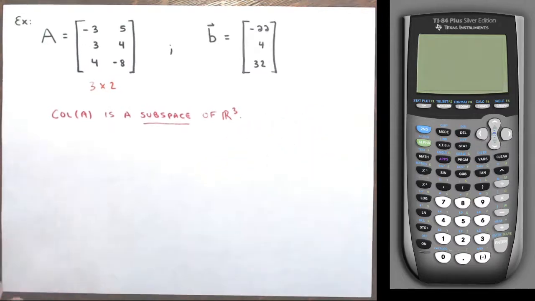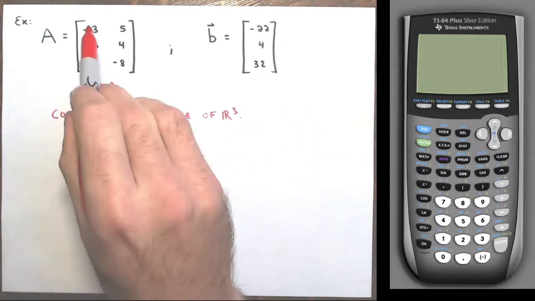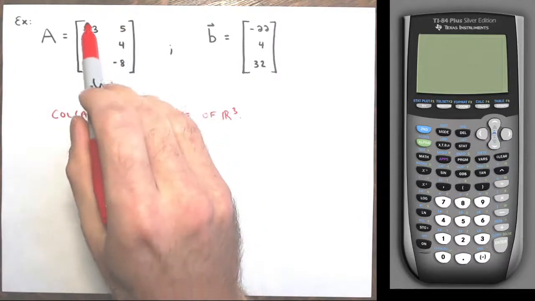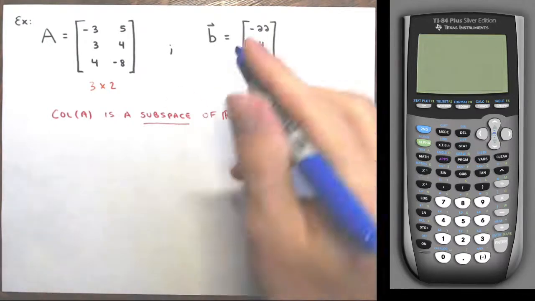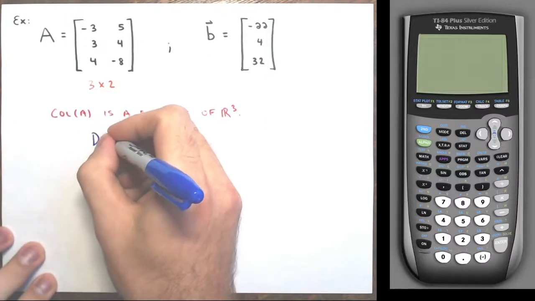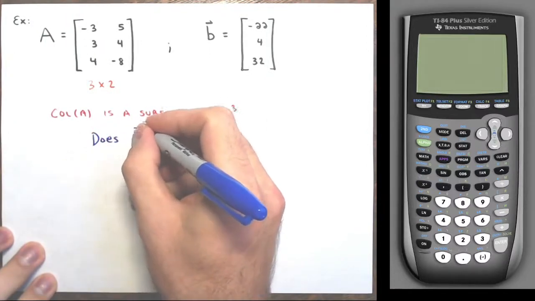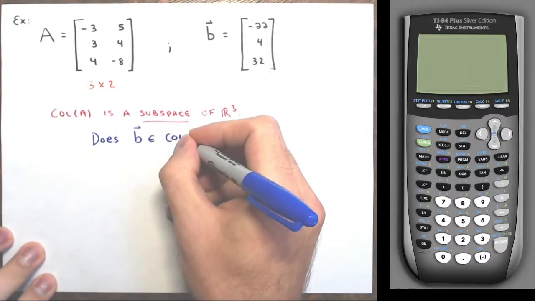I'll just at least write that, because look at the columns, these are vectors from R3, right? They have 3 components. So any linear combination of these two, the span of those two, the column space, will form a vector space that is also a subset of R3. Great. Same question, right? Does vector b here belong to the column space of A?